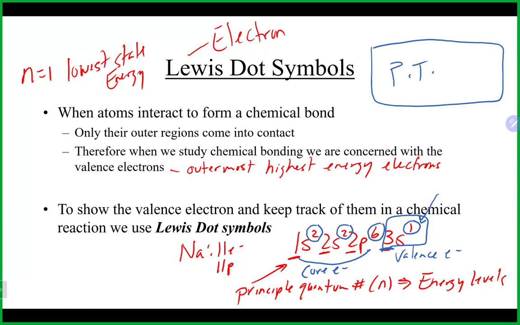And the group number will equal the number of valence electrons. So if you look up there on the periodic table, you'll see sodium is group number 1, and it has 1 valence electron. If you go right next door to magnesium, it is group number 2, and it has 2 valence electrons, and 3, 4, 5, 6, 7, 8 is like we normally would.